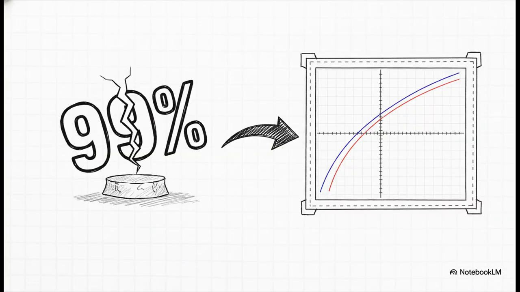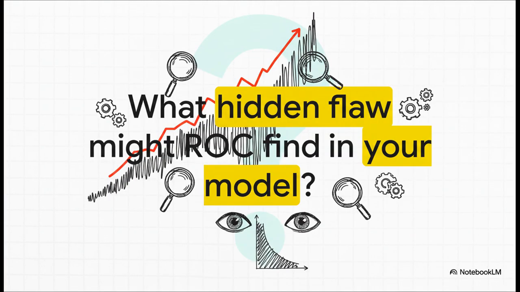So if you take away one thing, let it be this. Instead of just trusting a single, often flawed number like accuracy, these tools give you the full picture. They show you the trade-offs your model is making, which lets you make a much smarter decision about which model is really the right one for your problem. And that really leaves us with one final, critical question to think about. If you've only been looking at accuracy up until now, what hidden flaws, what dangerous trade-offs might a ROC curve reveal in your own models?